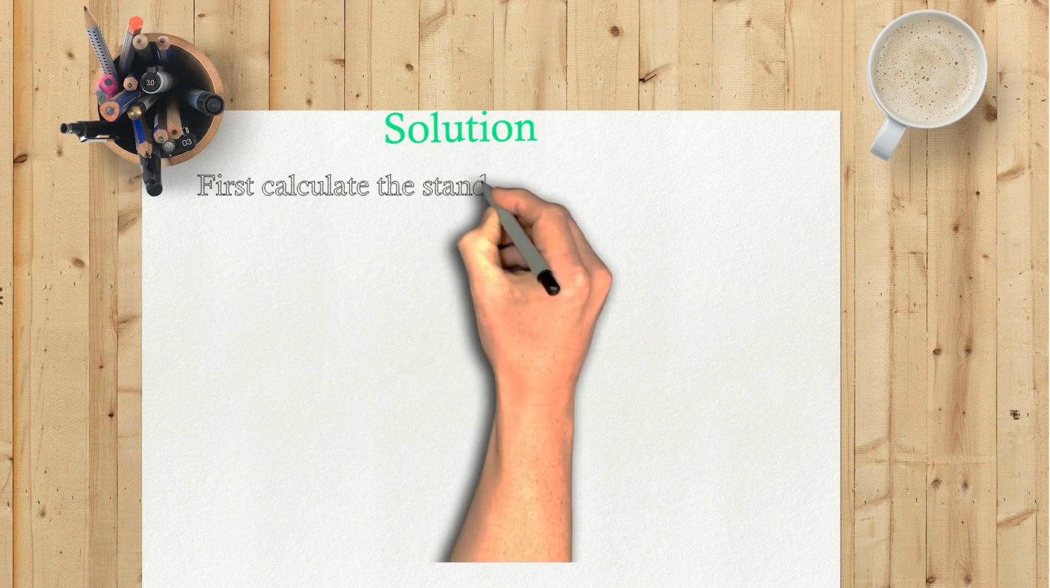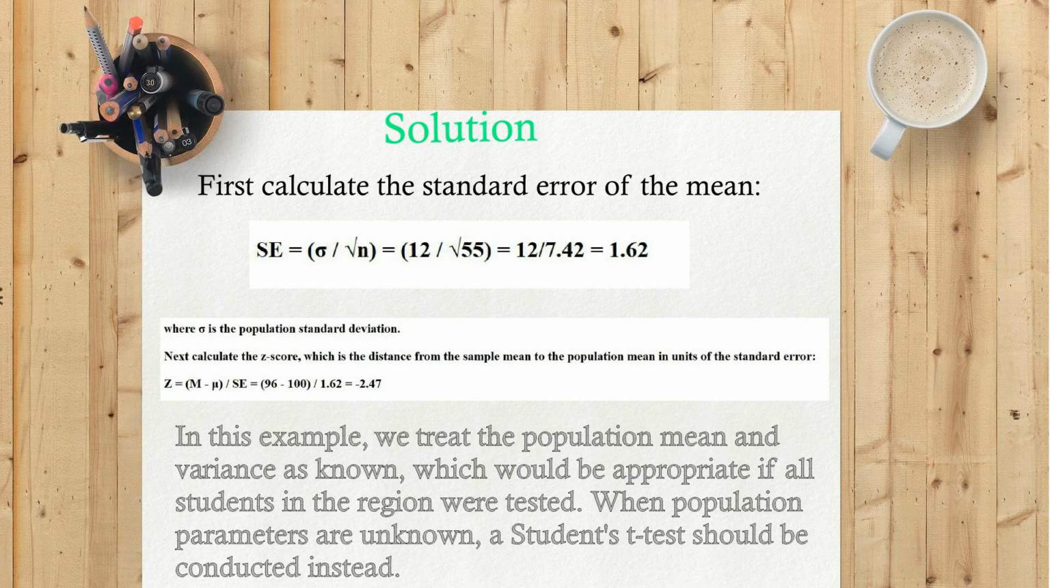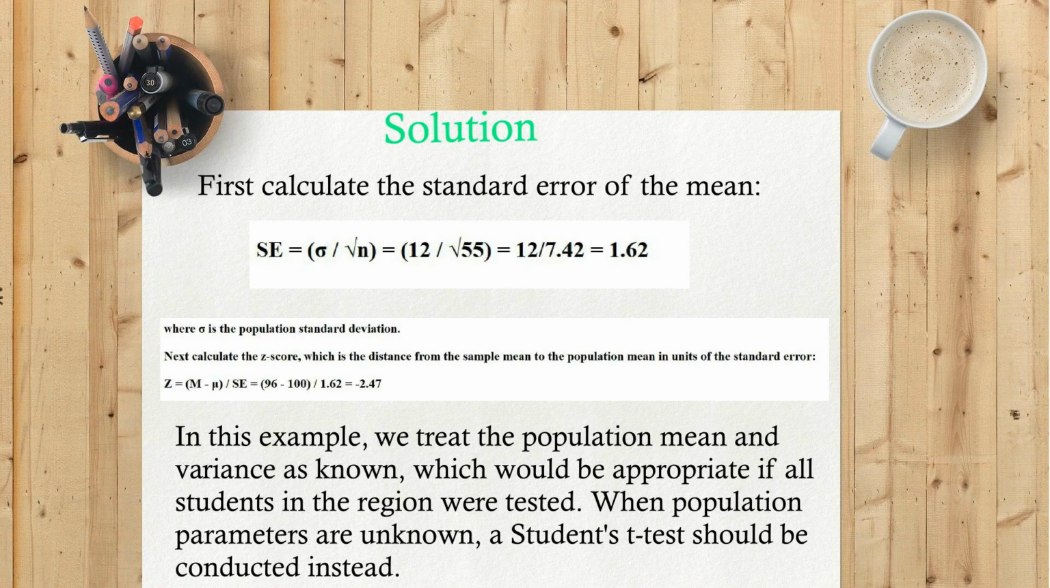Solution. First, calculate the standard error of the mean. SE equals sigma divided by square root of n equals 12 divided by square root of 55 equals 12 divided by 7.42 equals 1.62, where sigma is the population standard deviation. Next, calculate the z-score, which is the distance from the sample mean to the population mean in units of the standard error. Z equals m minus mu divided by SE equals 96 minus 100 divided by 1.62 equals minus 2.47.